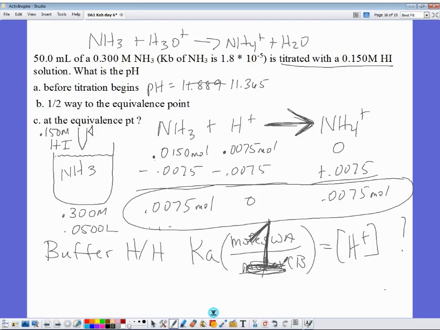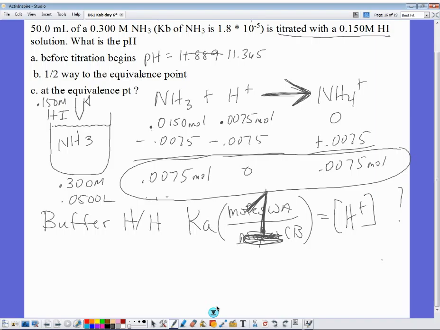What else does that mean, Kyle? If the Ka equals H plus, what can I say about pH? What about the Ka? Minus log of the Ka equals pH.